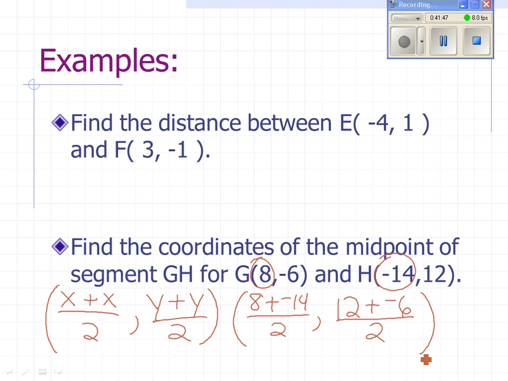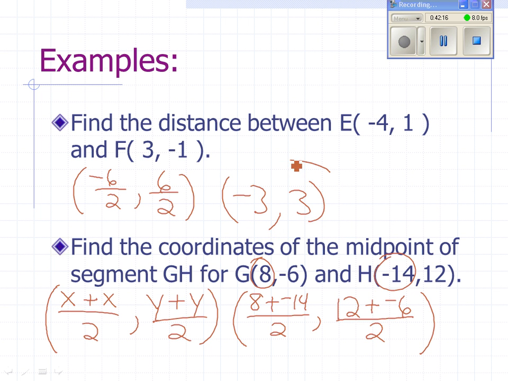Somebody help me out. What is 8 plus a negative 14? Negative 6, good. What's 12 plus a negative 6? Positive 6. Then all you do is divide each one by 2. What's negative 6 divided by 2? Negative 3. What's positive 6 divided by 2? That's your midpoint.